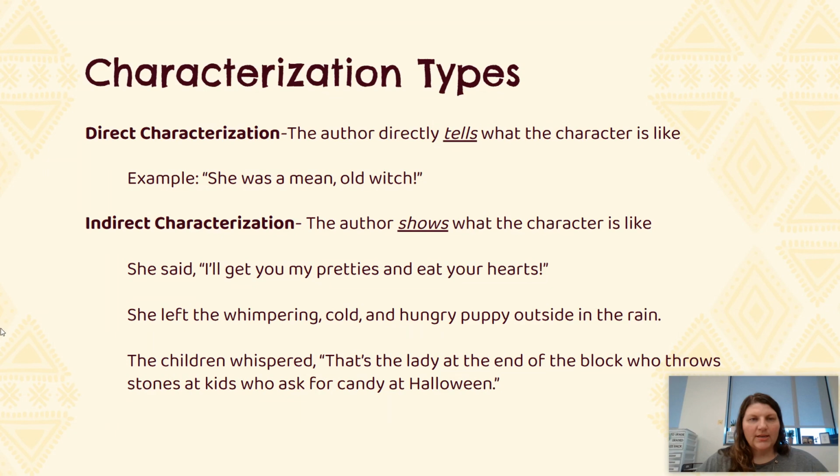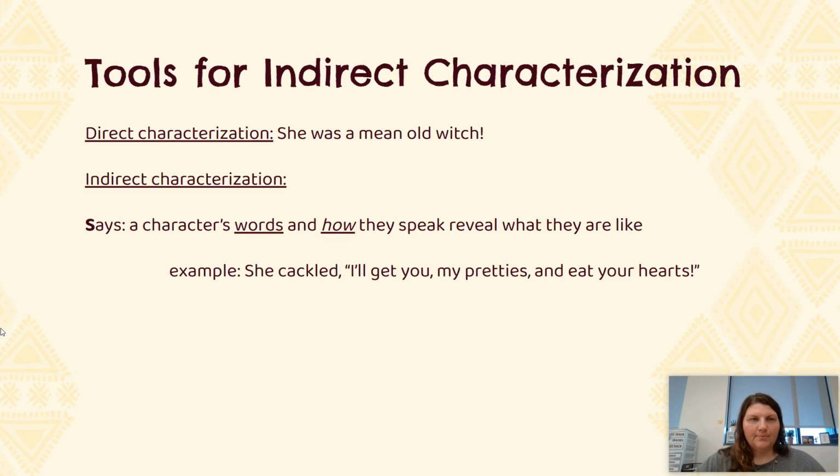In the indirect characterization examples, the character says, "I'll get you, my pretties, and eat your hearts." So she is using witch-like language, just like the Wicked Witch of the West in The Wizard of Oz. She left the whimpering, cold, and hungry puppy outside in the rain. So based on her actions, that she's heartless, that she's not kind to this puppy, that shows us that she's mean, right? So the author here is showing us what she's like rather than telling us directly.